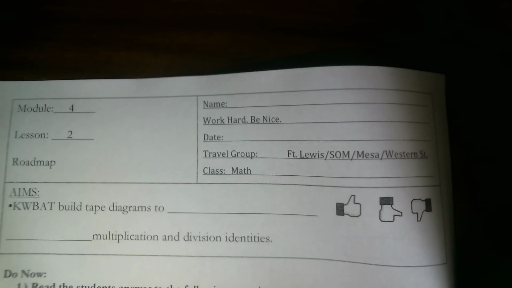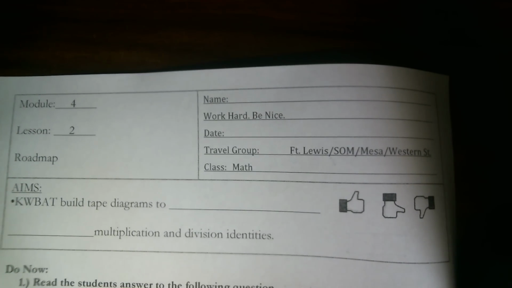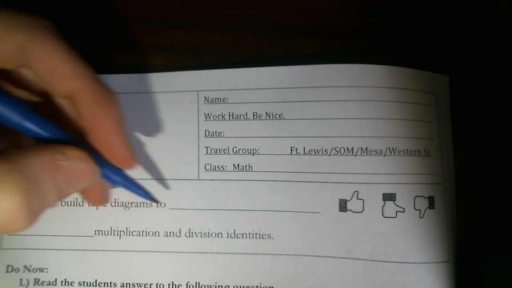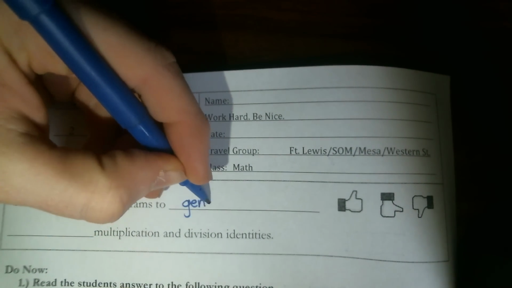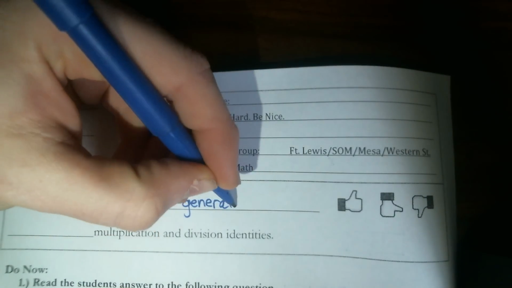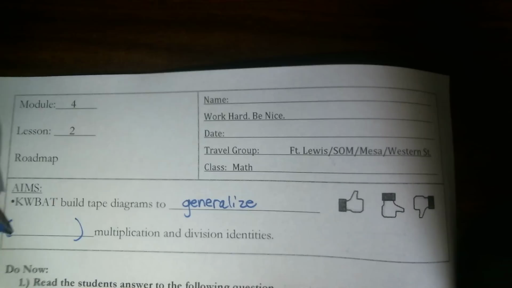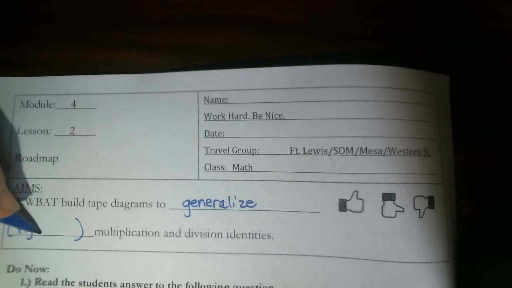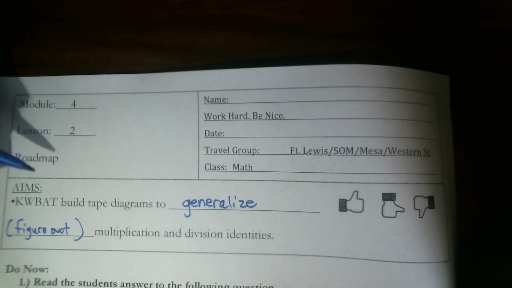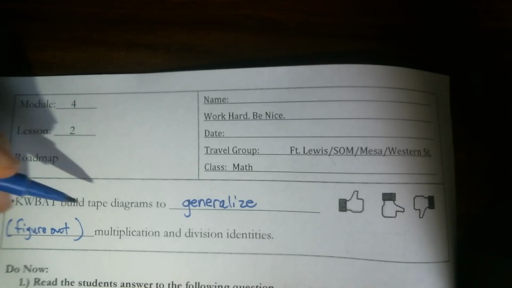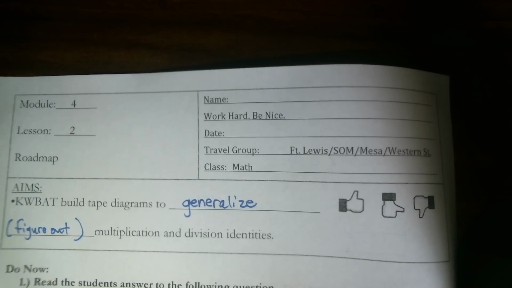Alright, so I'm looking at Module 4, Lesson 2 today. Today we're still going to be building tape diagrams to generalize some identities. Remember, this word generalize is a fancy word to mean figure out. So you do a couple examples and you say, I've figured out, I've generalized this identity.